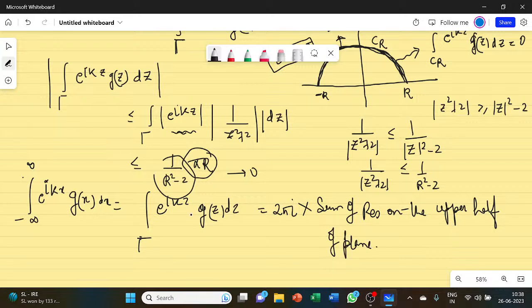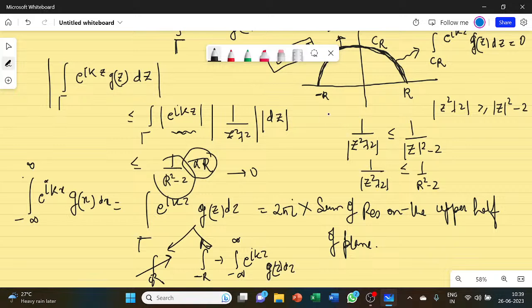Now what happens is, I have already told you that this integration can be divided into two parts. One would be over CR. This particular integration, on this semicircular curve, will go to 0. And the integration from minus r to plus r will become an integration from minus infinity to plus infinity of e to the power iota kz g(z) dz.